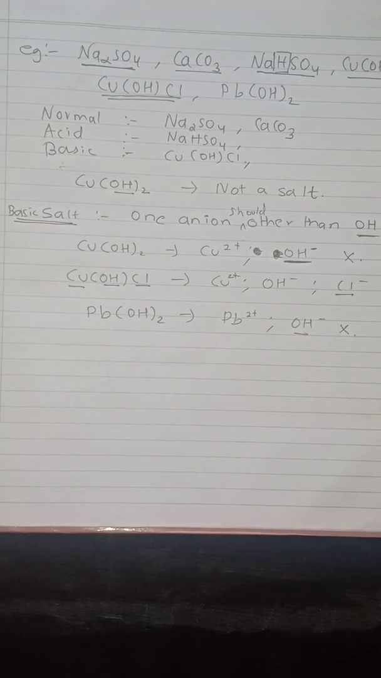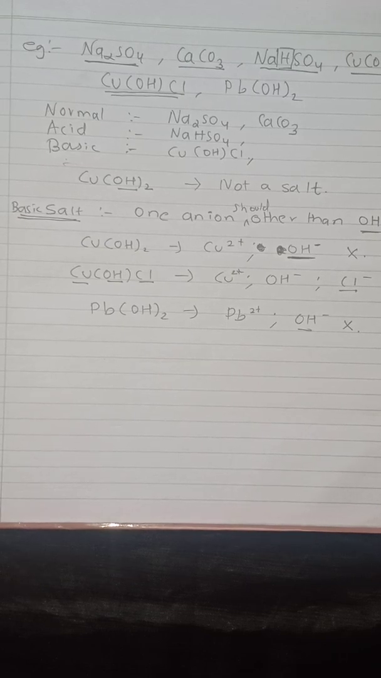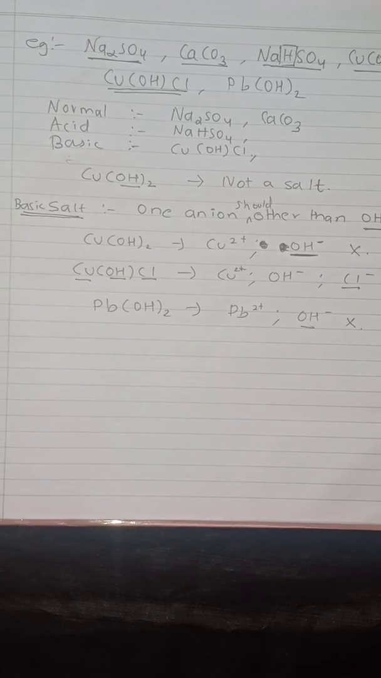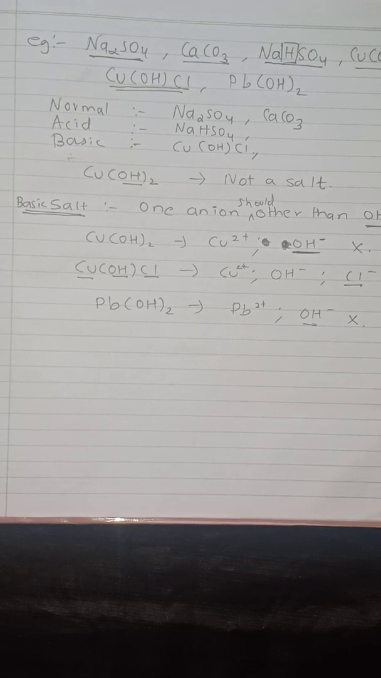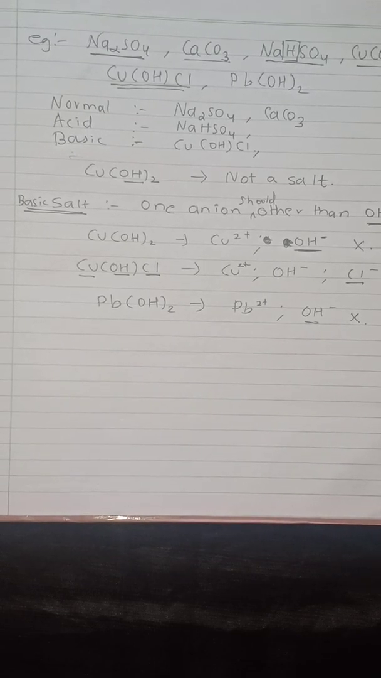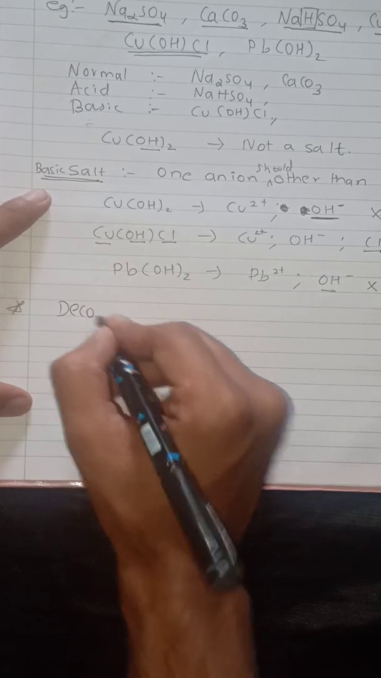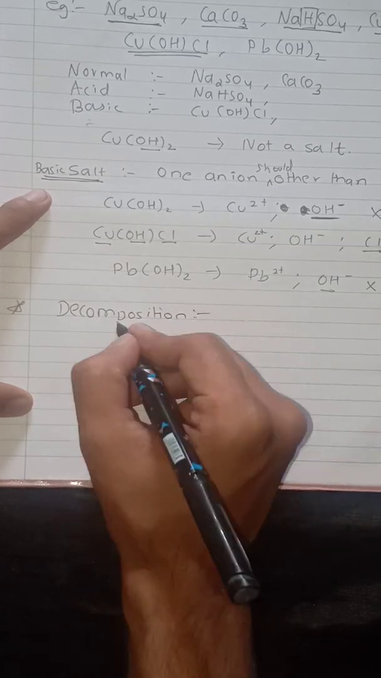Now see, there is a lot of cancellation in this chapter. Double salt, mixed salt and complex salt are not there. It is not part of the syllabus. Then we come toward the method of preparation of salt. Again, methods of preparation of salts are not there, but I am only going to explain the decomposition part, which I have done earlier also in the previous chapters.